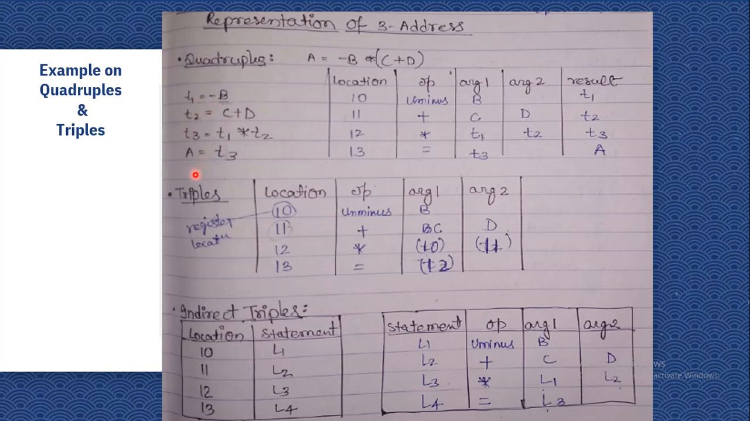Here we are only copying the value of t3 to a. That is the reason this equal sign works as an operator, and argument 1 will be t3 and the result will be stored in a. If we have to convert this quadruple format to the triples format, what we can do is eliminate this result field.